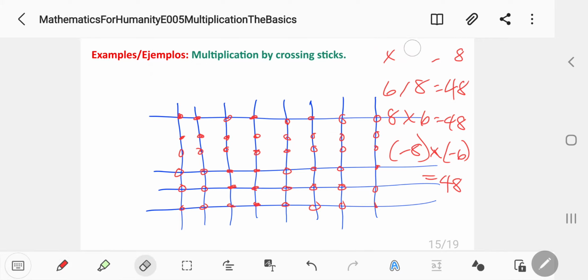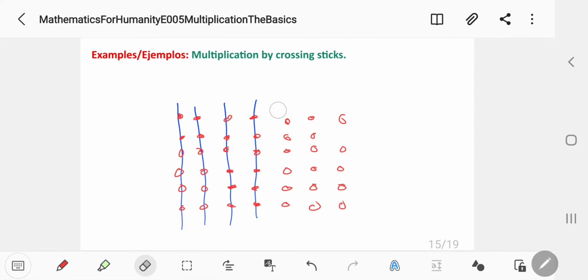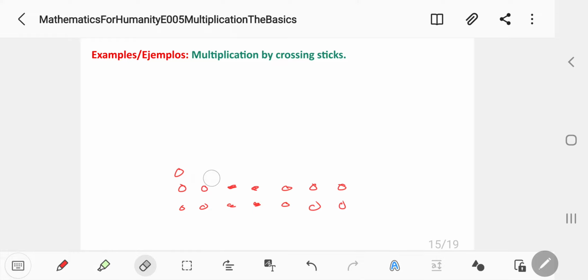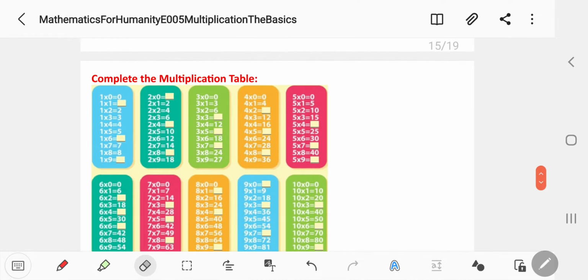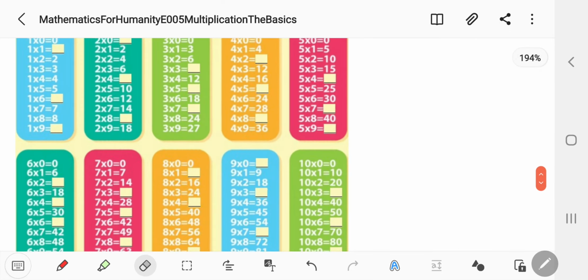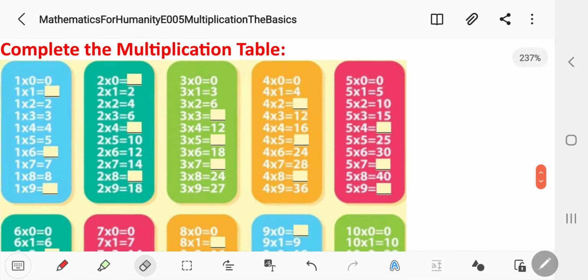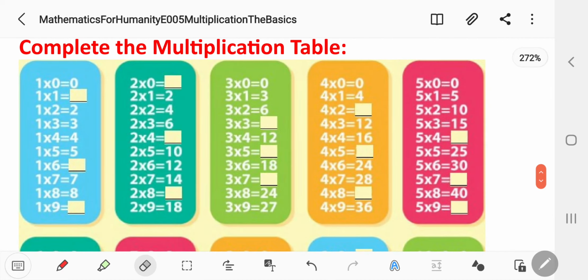So let's proceed with this. Let's proceed with completing the tables here. So you have here a multiplication table with blanks here. So let's start with, what is this one? What is 1 times 1? 1 times 1 is, by the rule, just equal to 1.